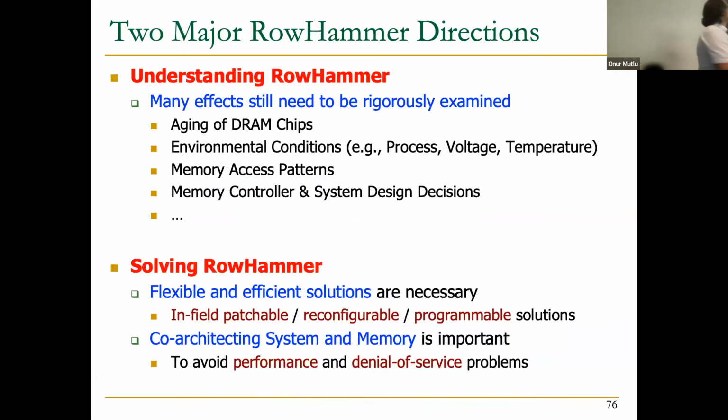Okay, so going forward, I think we need to understand RowHammer. This is a researchy slide. I'm going to get back to what has happened, but there are many effects that still need to be rigorously examined, like aging, environmental conditions, memory access patterns, the system design decisions we make. Without understanding, I don't think we can easily solve this problem. Solving RowHammer is also important. Then the question is, how do we solve it? I think we need flexible and efficient solutions, and also in-field programmable solutions, because you may actually find an effect that you don't know of, as we will discuss. I think co-architecting system and memory is important to avoid performance and denial of service problems. If this is too high level, I'd be happy to talk about it in more detail.